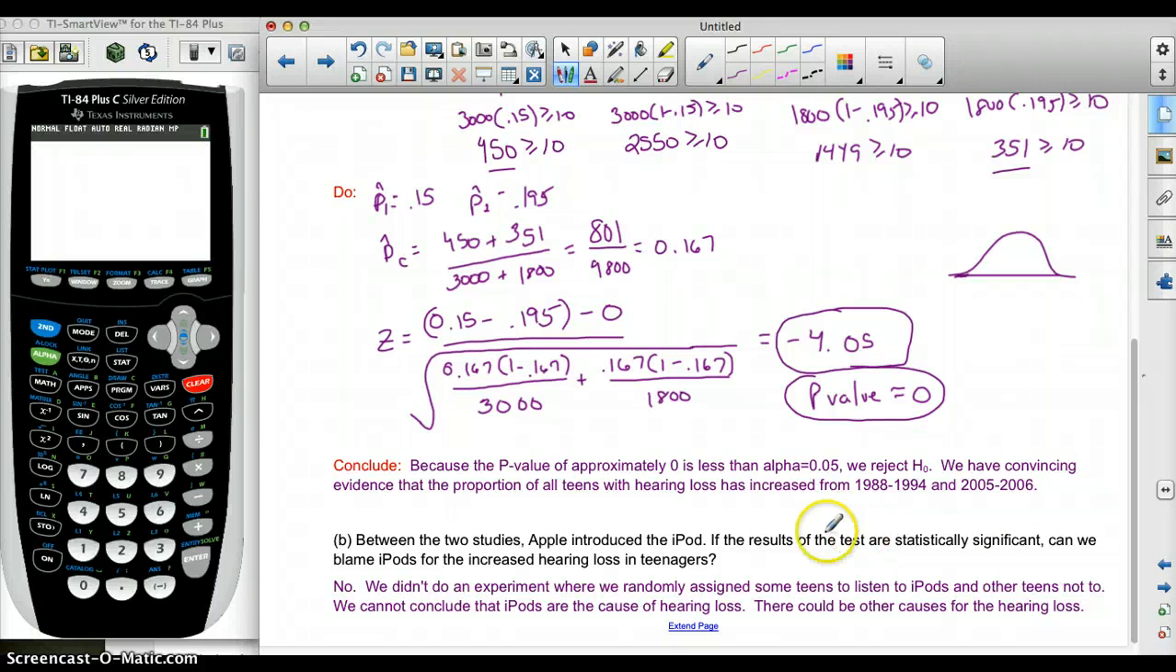No. Unfortunately, with what we did up above, we didn't do an experiment where we randomly assigned some teens to listen to iPods and other teens not to. So we can't conclude that iPods are the cause of the hearing loss. There could be other causes for the hearing loss that we would have to also take into account. Okay, so this is just the general process for how to do the two proportion z-test.